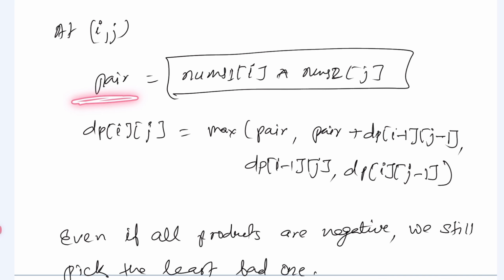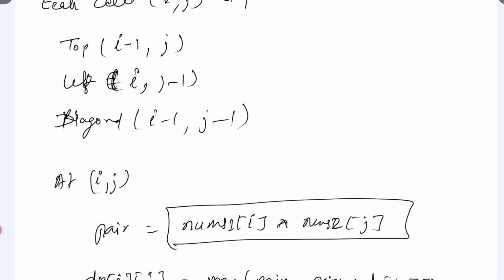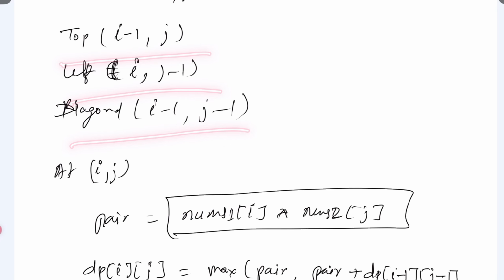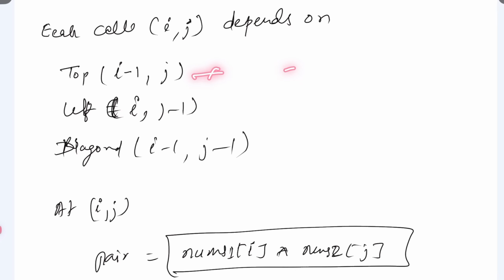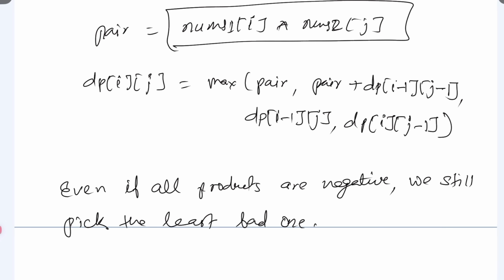So very first, for every pair, every I and J, that is called a pair, you will need to find the product. You have to track the maximum between the pair, the pair plus the diagonal thing, then this part and then this part, right? We have seen all these things: either you go top, left, or diagonal. So with all these, there will be some pair, and you should find the maximum between them. Even if all the products are negative, we still pick the least bad one, correct?